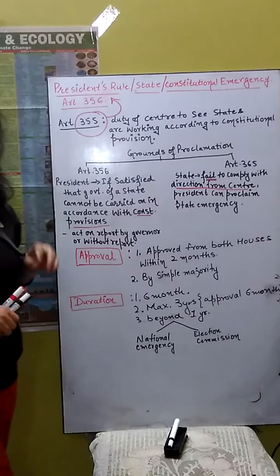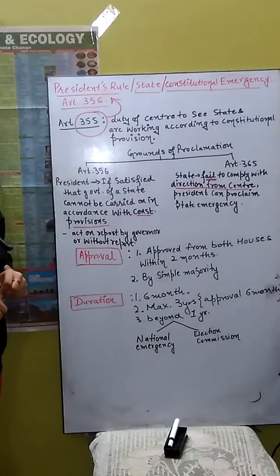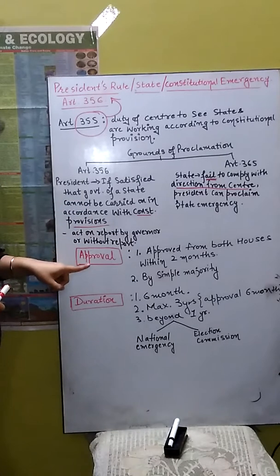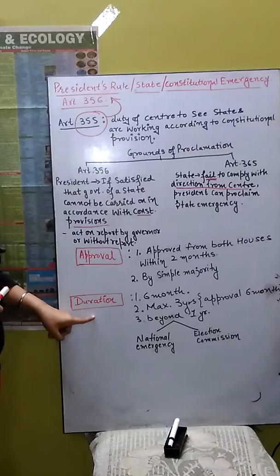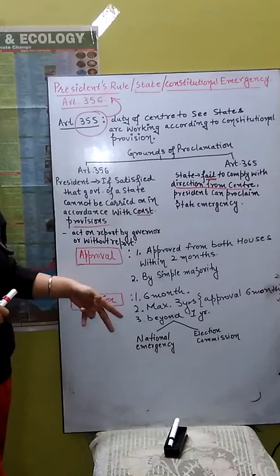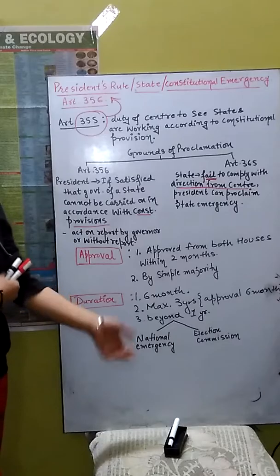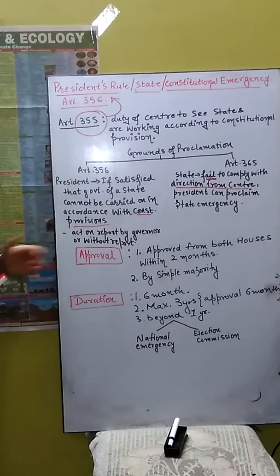Let's move to the other two topics which are also important with respect to MCQs. First is approval and second is duration. I've made pointers, and if you remember these pointers you can easily answer any question that comes from this. First is approval.